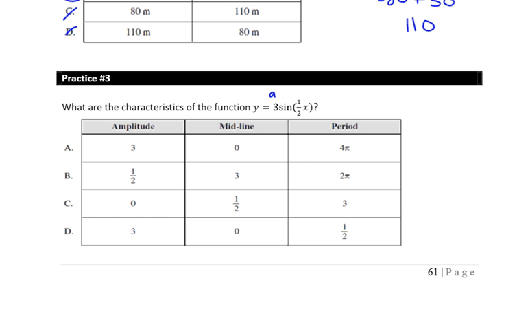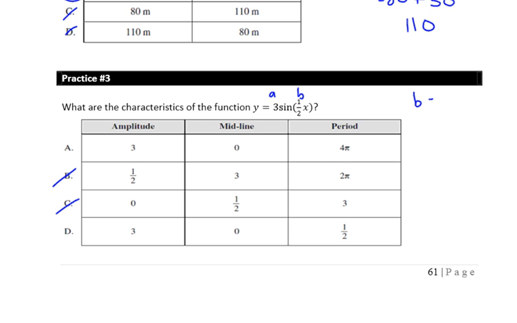This is A, this is B. There's no C or D in this equation. Amplitude would be 3, so you know it's between A and D. Okay, because the amplitude is 3, which is our A value. Midline would be 0. Those are both the same, so we need to figure out the period.